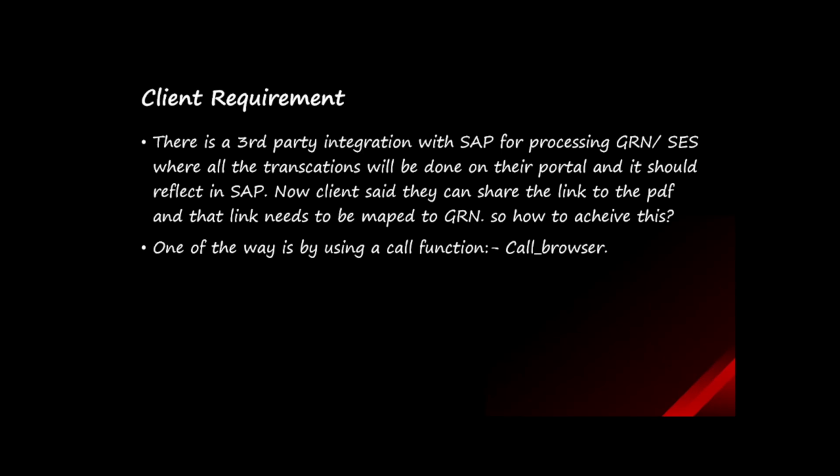I will share one example from my own experience. There was a client requirement for a third party integration with SAP for processing GRN or service entry sheets, where all the transactions are done on their portal and should reflect in SAP. The client said the portal can share a link to the PDF, and that link needs to be mapped to the GRN, so that on the SAP screen, if the user wants to see that PDF, he clicks on that link. For this we used the CALL_BROWSER function. I will show you in the system how this is done.